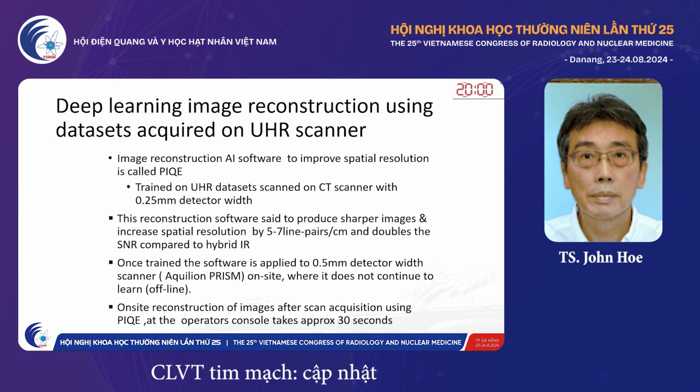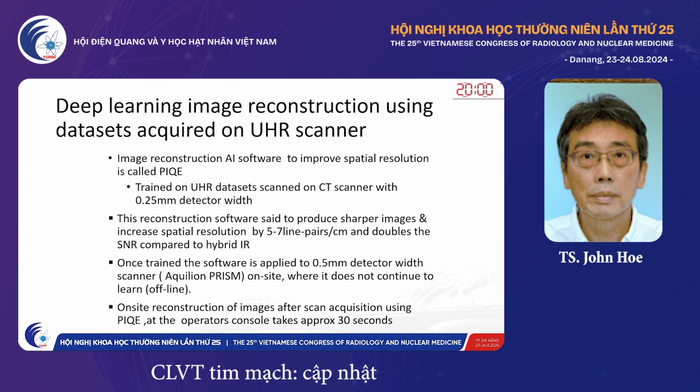Deep learning image reconstruction software is available from a vendor, and it's called Peak. It's trained on ultra-high resolution datasets scanned on a CT scanner with a 0.25 mm detector width. This software is said to produce sharper images and increase spatial resolution. Once the software is available and trained, it is applied to your normal 0.5 mm detector width scanner, called the Equilibrium Prism, on-site, where it does not continue to learn.